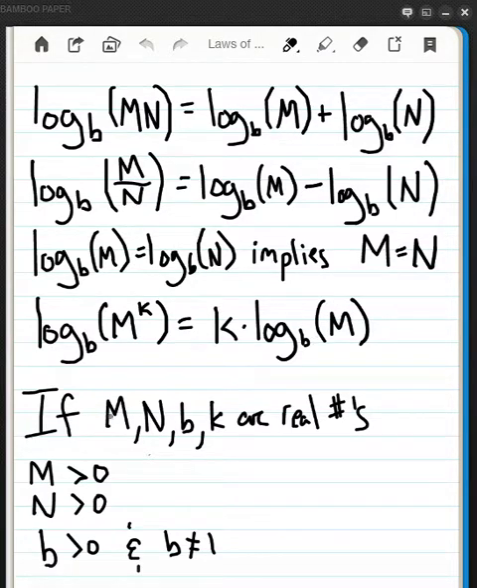And again, this is only defined where m, n, and b are greater than 0, b cannot be equal to 1, and m, n, b, and k are all real numbers. Okay, so again, it might take a second to write this down, and you'll get an idea of how these are used in a second. Okay, I'm going to move on to look at an example of each of them.